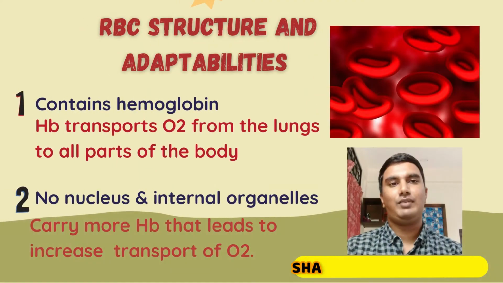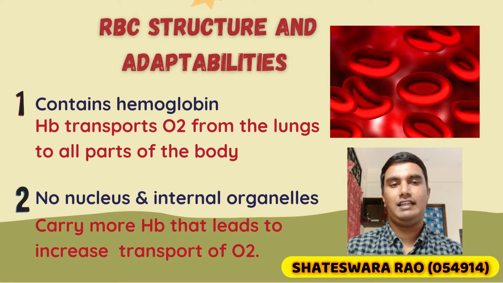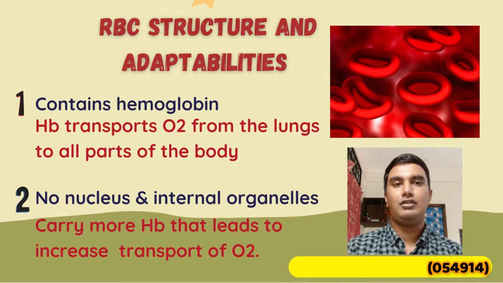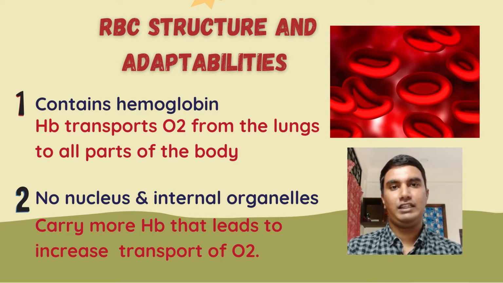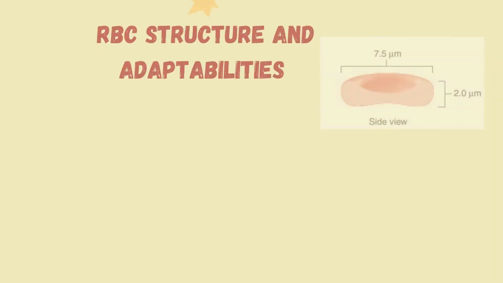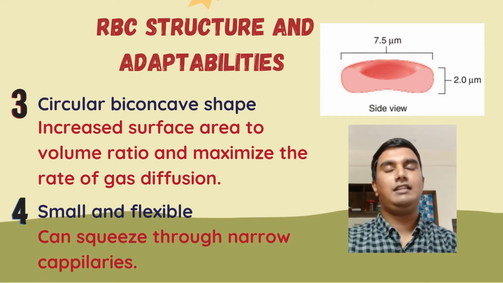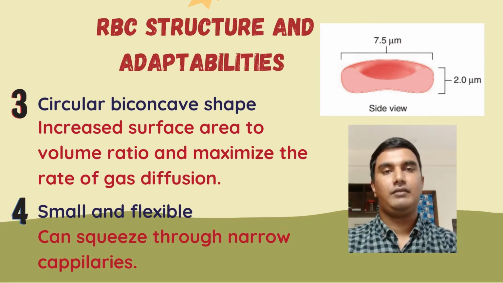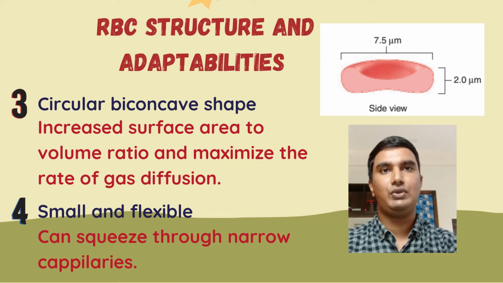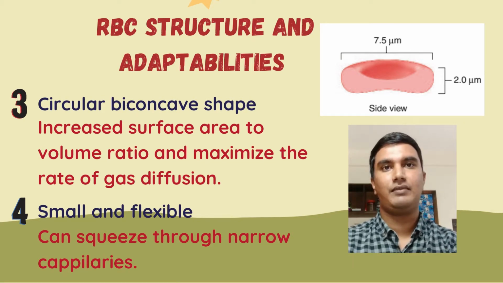Before going to the main topic, I would like to explain the RBC structure and its adaptabilities. First, it contains hemoglobin. Hemoglobin transports oxygen from the lungs to all parts of the body. Second, it contains no nucleus or other internal organelles, which can carry more hemoglobin that leads to increased transport of oxygen. The third characteristic is that the RBC has a circular biconcave shape.